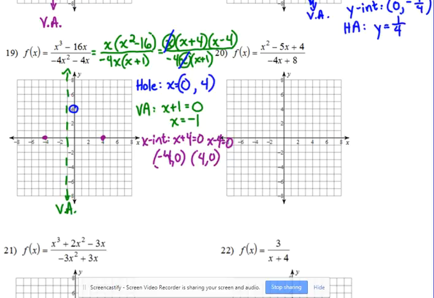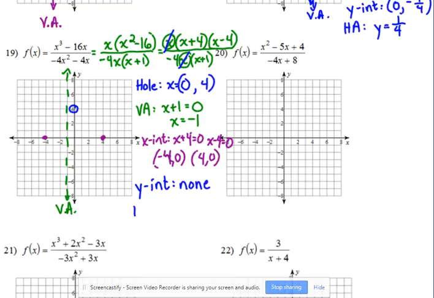After x-intercepts, we've got y-intercept. So we plug in 0. Oh, but wait, we had a hole at 0. If you have a hole at x equals 0, you're not going to have a y-intercept because that's a hole.